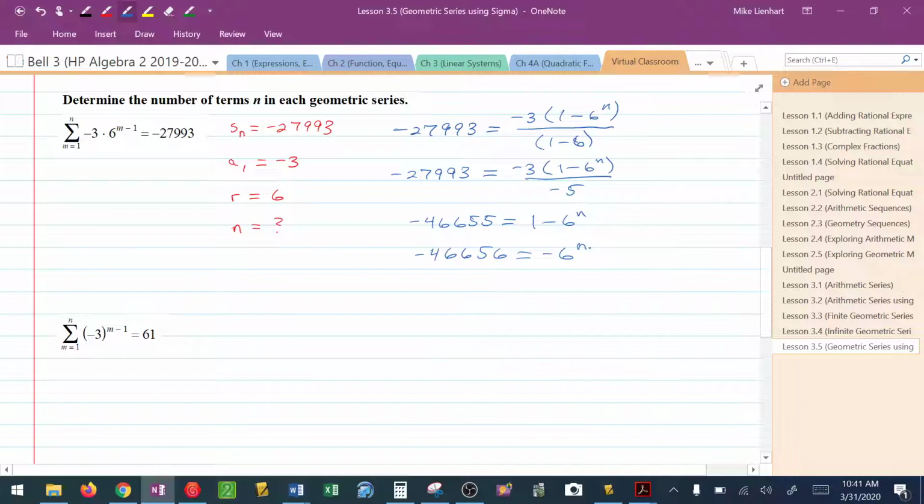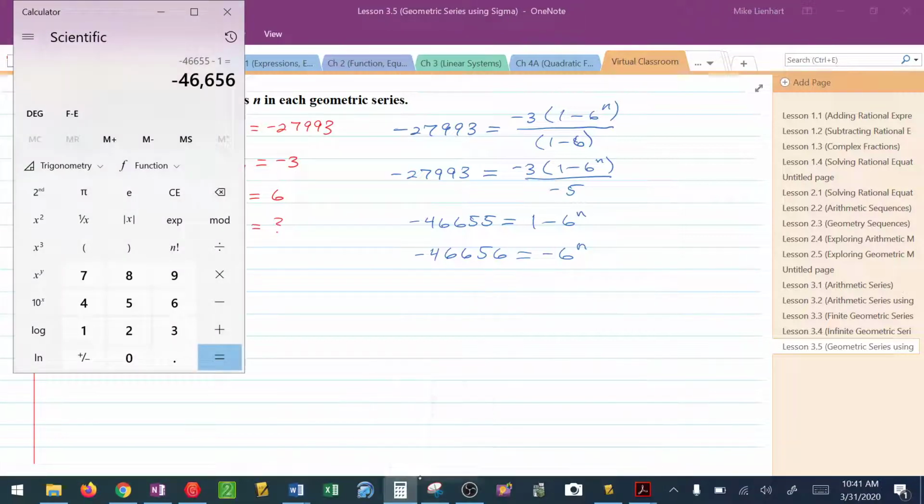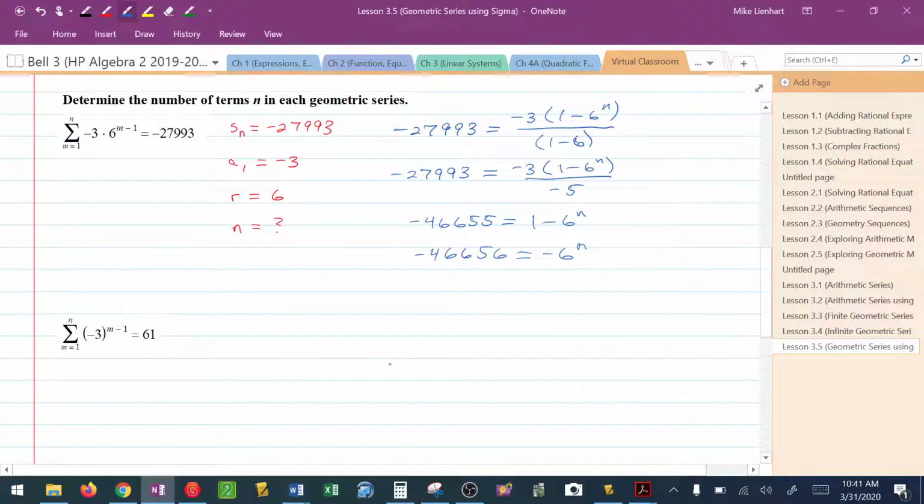All right. I need to figure out 46,656 is going to be 6 to what power? I'm going to guess 6 to the 5th. Nope, too small. How about 6 to the 8th? Too big. How about 6 to the 7th? Nope. How about 6 to the 6th? There we go. So this is really 6 to the 6th is equal to 6 to the nth.